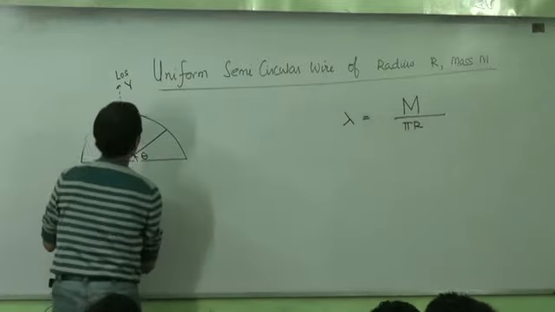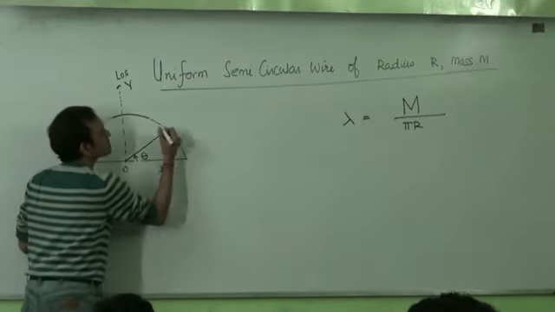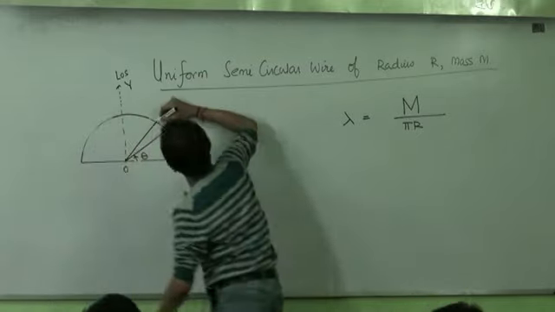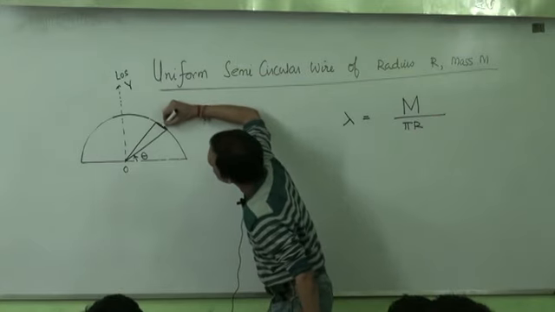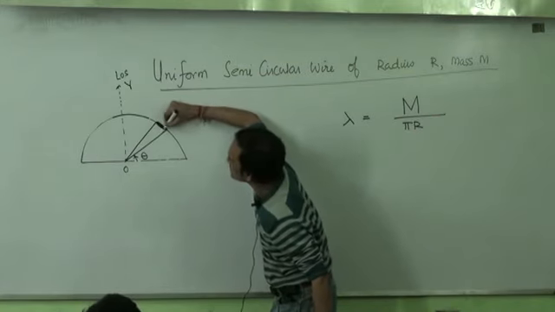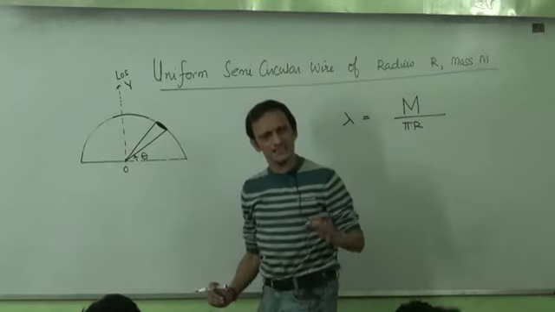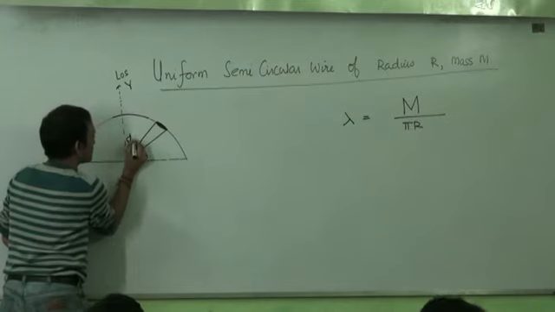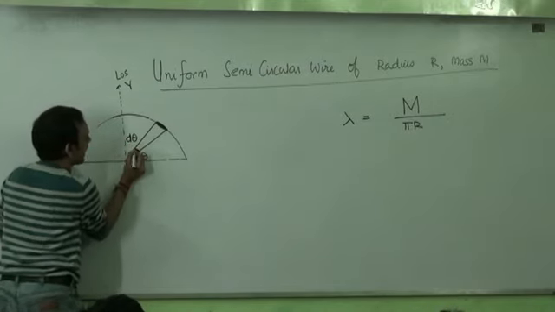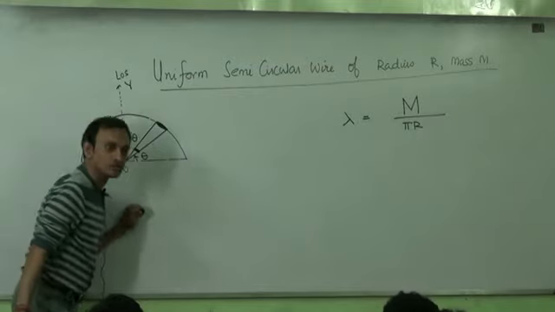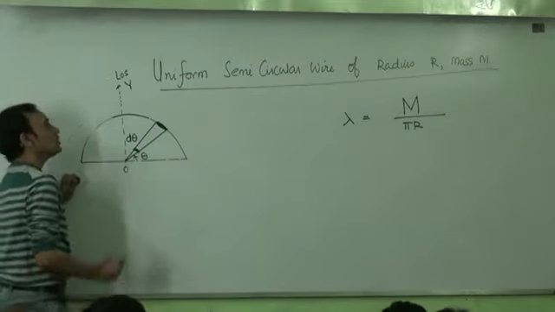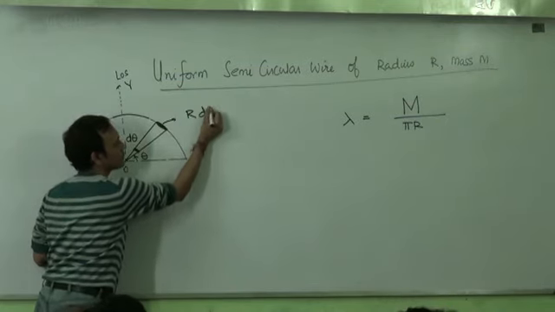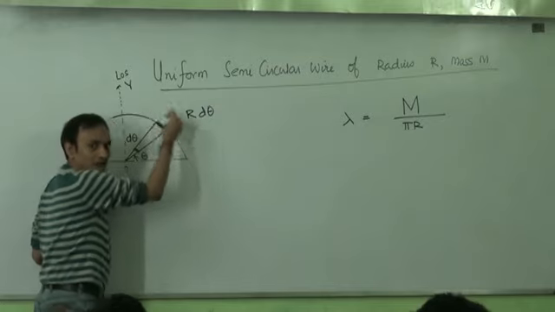Now, what I do is, I select a small mass element here. This small mass element subtends a small angle d theta at the center, right? The length of this mass element is r d theta. Do you realize that? The length of this mass element is r d theta.